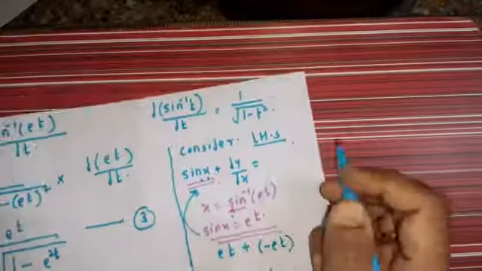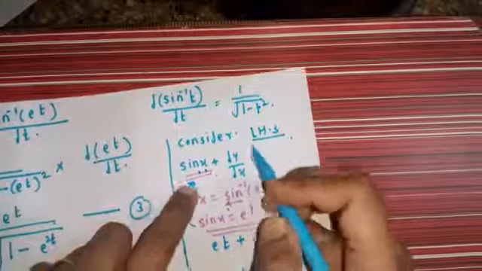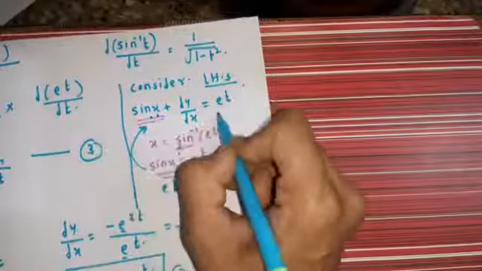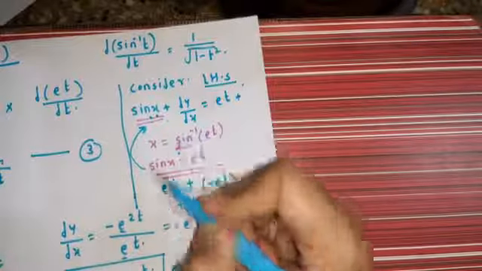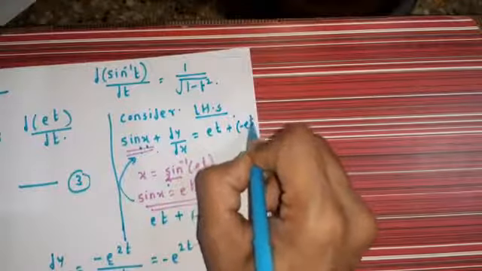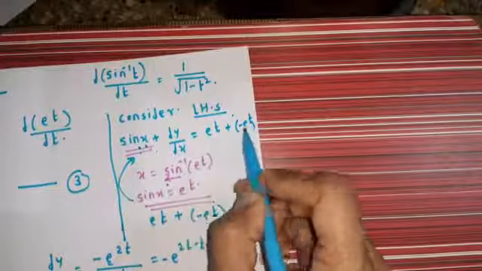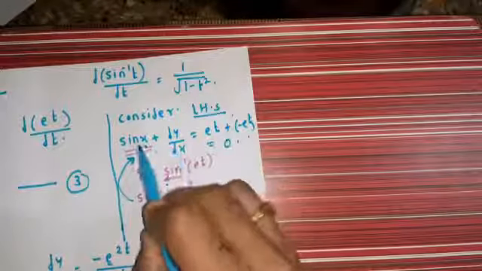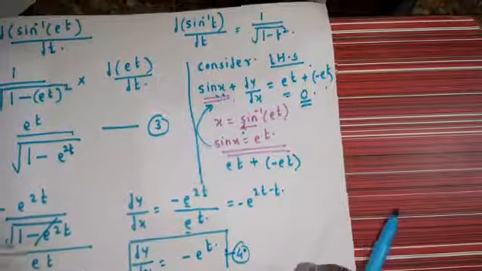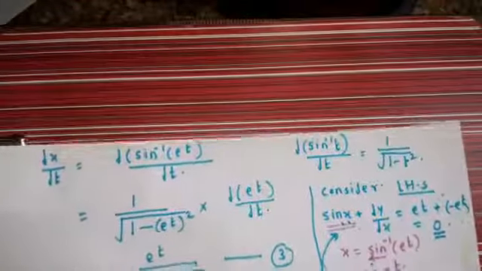Okay, so once again, just revise: the value of sin x that we found is e raised to t, and plus the value of dy by dx from 4 is minus e raised to t. Students, plus e raised to t minus e raised to t get cancelled, and hence sin x plus dy by dx equal to 0. Hence we have proved. In this way we have solved this type of problems.